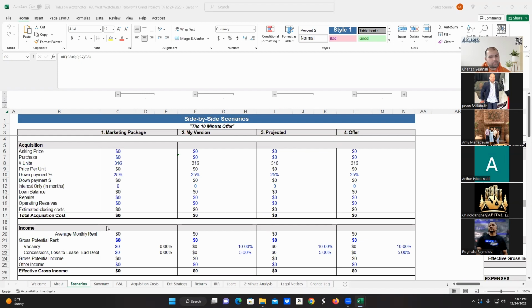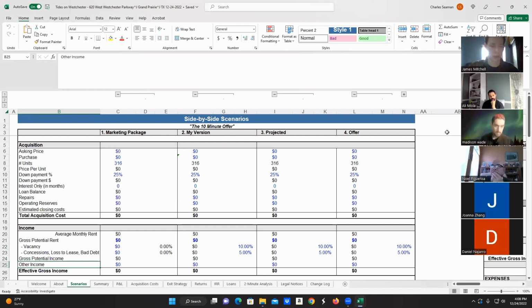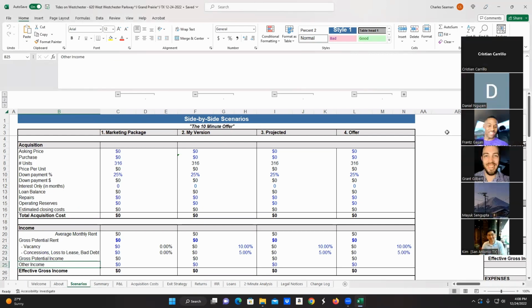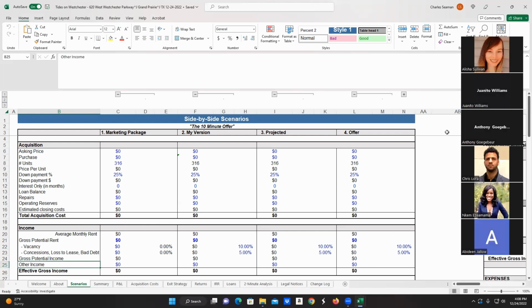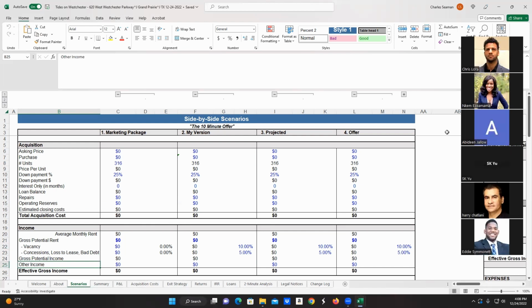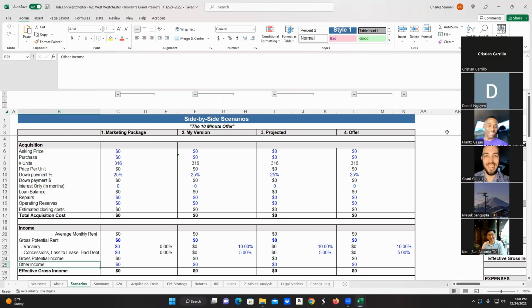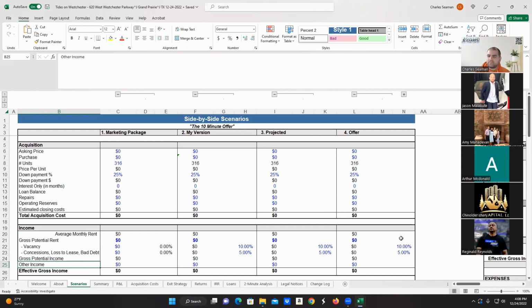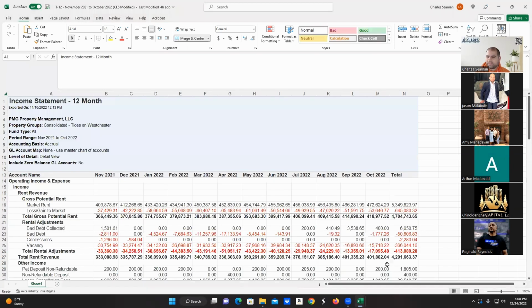Okay? So today's deal, on the income side, we're going to be focusing on gross potential rent, vacancy, concessions, loss to lease, bad debt, and other income. So for somebody who's been on a few of these sessions, what's the difference in time frame that we look at the income versus the expenses from? And why do we do it that way?